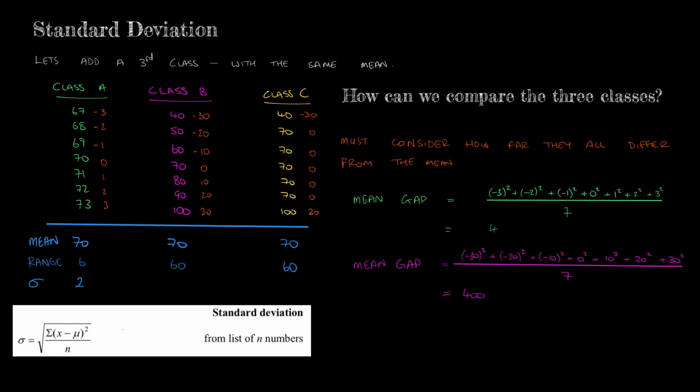But what we need to remember there is that we ended up squaring all of them. So in order to get the standard deviation, we need to get the square root. And the square root of 400 is going to give us an answer of 20.